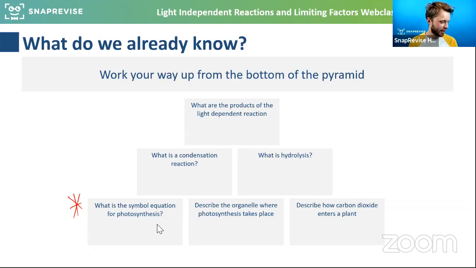Let's have a look. Who can tell me what is the symbol equation for photosynthesis? Nice basic GCSE start. What do we know? Oh, you guys have been slow today. No? No one knows? I'm going to have to write it down in a second if no one can write it. Very disappointing.